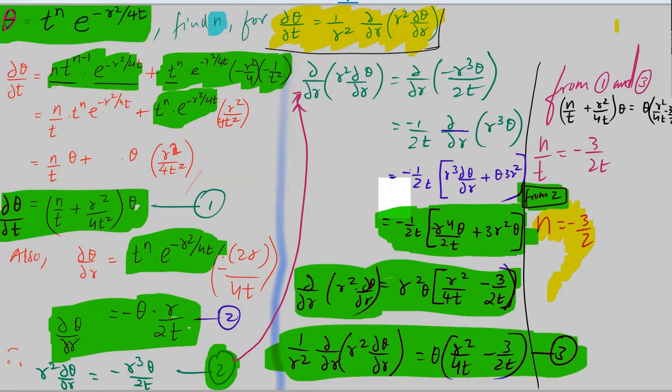So r square upon 4t, r square upon 4t on both sides will get cancelled. So we are left with minus 3 by 2t on the right hand side, n by t on the left hand side. So t, t got cancelled and then n is minus 3 by 2. I hope you have understood this.